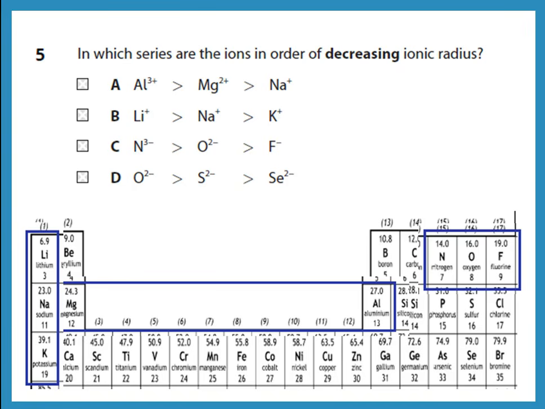Okay, number C, we're looking at N and O and F. So what is happening to N and O and F? These are also becoming less. We said as we go from left to right in any period, the atomic radius becomes smaller and the ionic radius becomes smaller. So this is actually my answer. If I'm looking at O, S, and Se, no, they're becoming bigger, not decreasing. So my answer is N, O, and F.